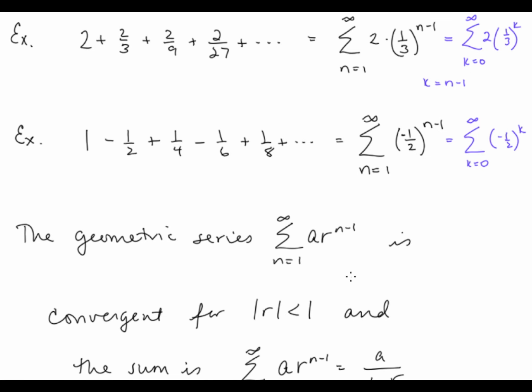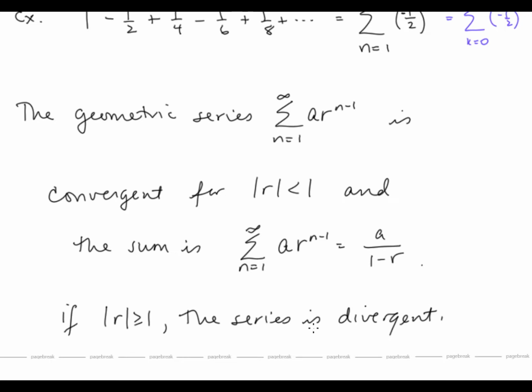The geometric series is convergent when the absolute value of r is less than 1, and in that case, the sum is equal to a over 1 minus r, and if the absolute value of r is greater than or equal to 1, the series is divergent.